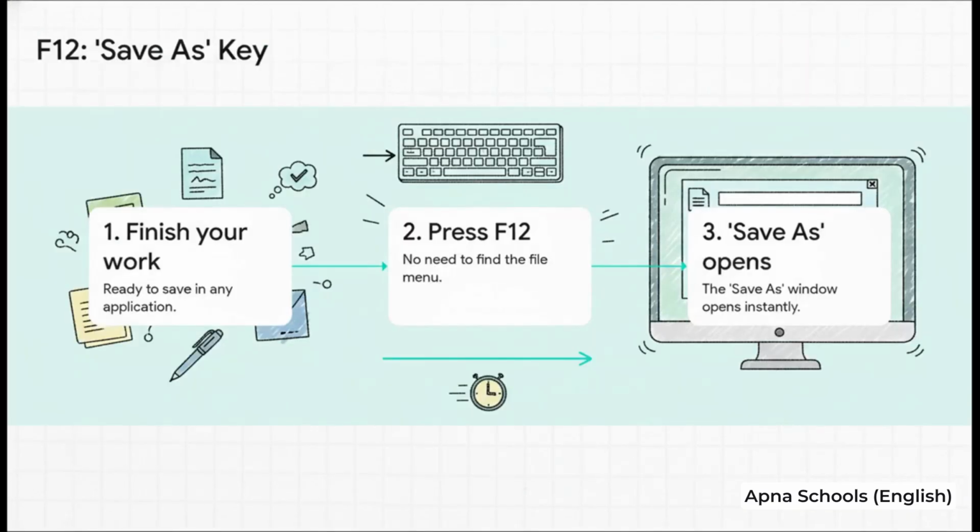And finally, we have F12. When you're done working on a document and you need to save a new version of it or save it for the very first time, forget digging through the File menu. Just press F12. It instantly opens the Save As window so you can pick a name and a place to save your file. It's just the fastest way to get it done.